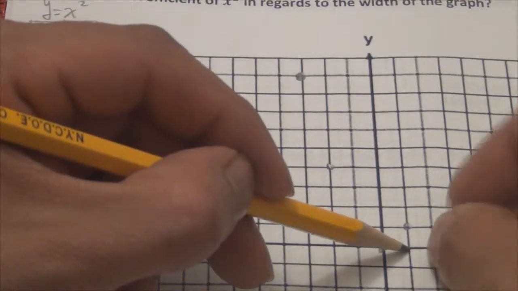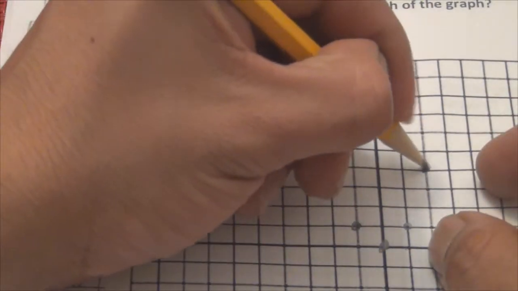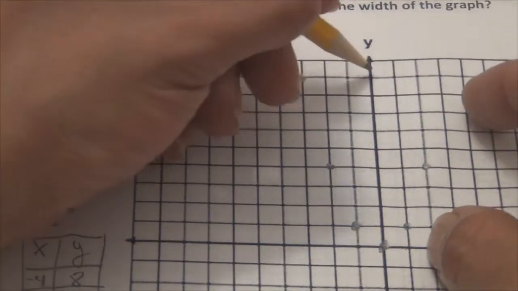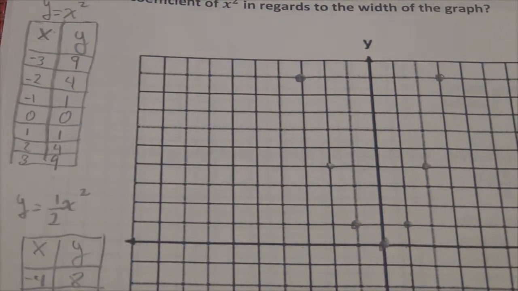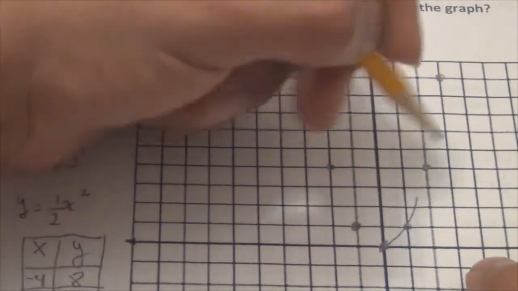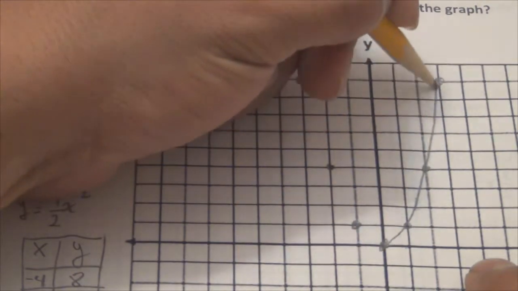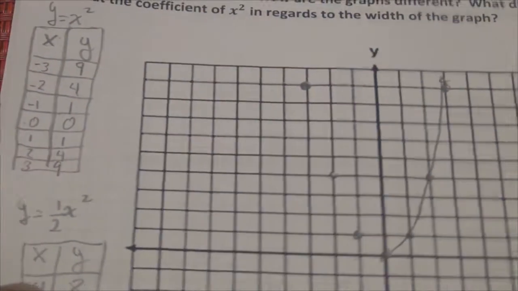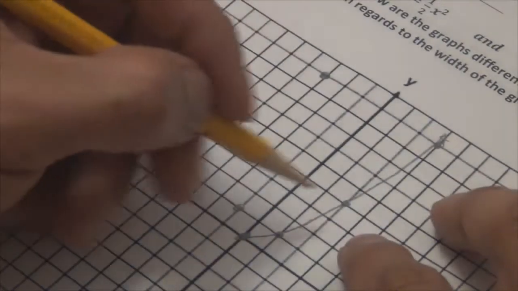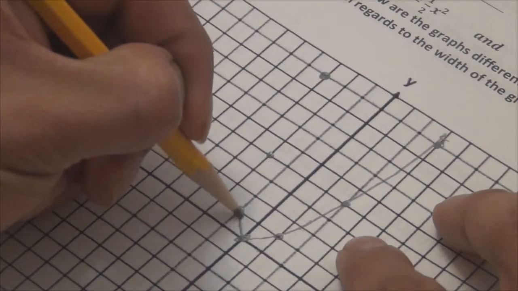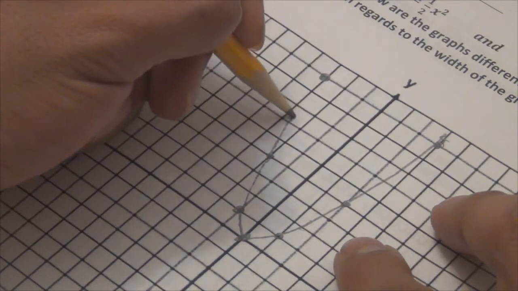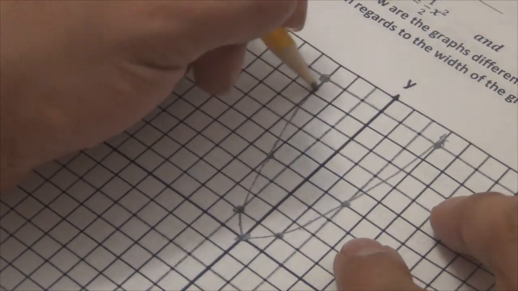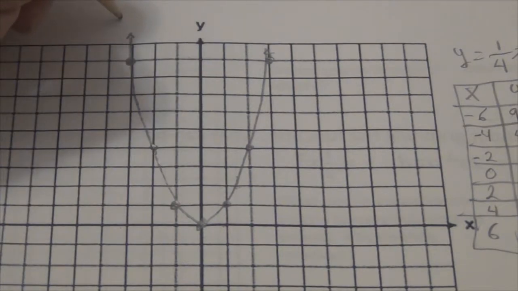I just go 1 unit here and copy this point right here. Then it's 3 units from here, so 3 units from here is going to be the point 3, 9. Okay? And now you have your parabola. This is x squared.